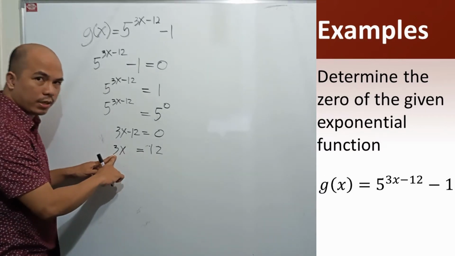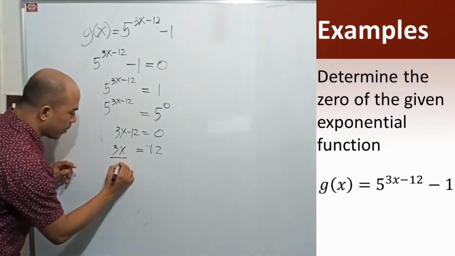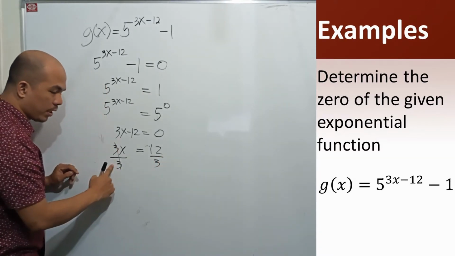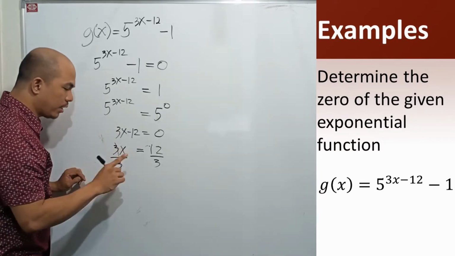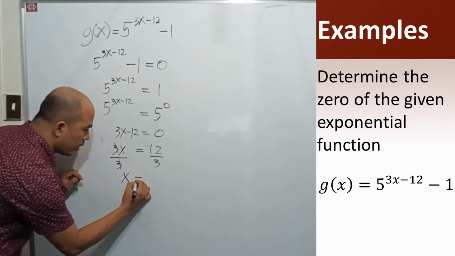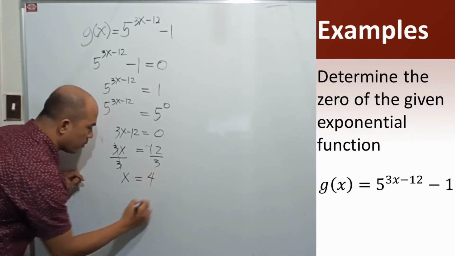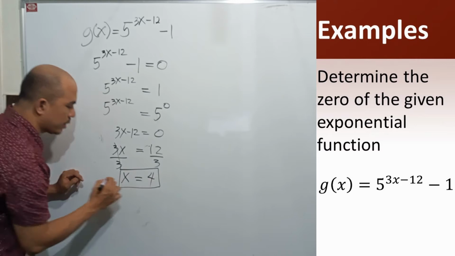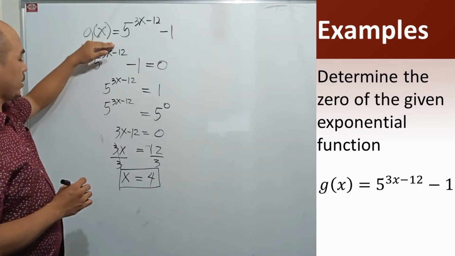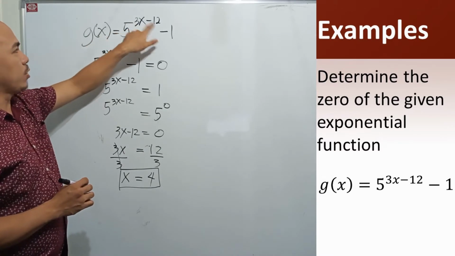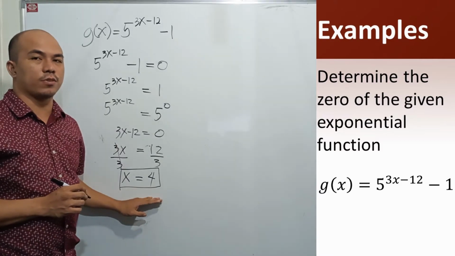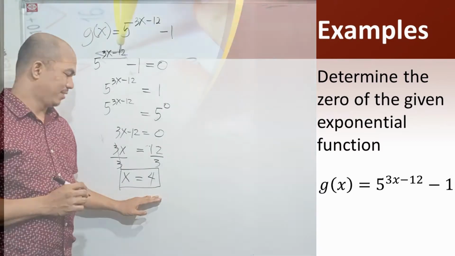So, para matanggal yung ating 3, divide both sides by 3. So, this will become cancelled kasi 3 divided by 3 is 1. Hindi siya naging 0. 3 divided by 3 is 1. Kaya, 1 times x, so that is x na lang, equals 12 divided by 3 is 4. So, that means our x is equal to 4. So, the zero of our function, g of x, is equal to 5 raised to 3x minus 12 minus 1 is x equals 4. This is our zero. This is the zero of our function.